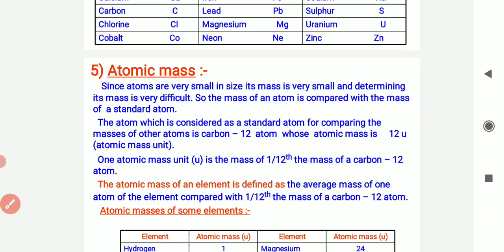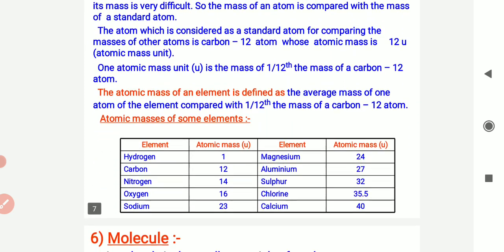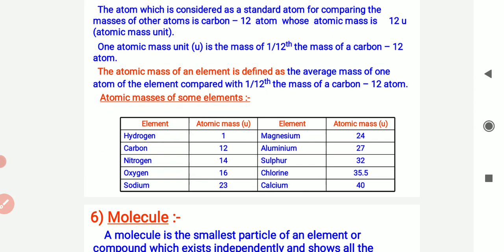Okay. The atomic mass of an element is defined as the average mass of an atom of the element compared with 1/12 of the mass of a carbon-12 atom. Okay. Atomic mass of some elements. Now here we are going to discuss the atomic mass of some atoms.